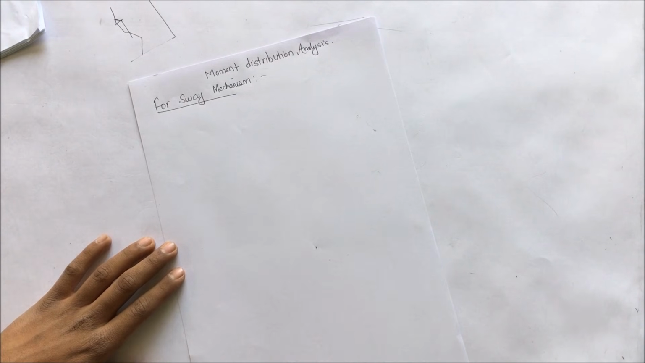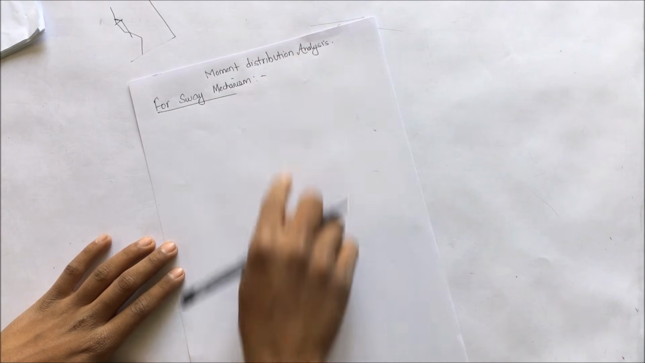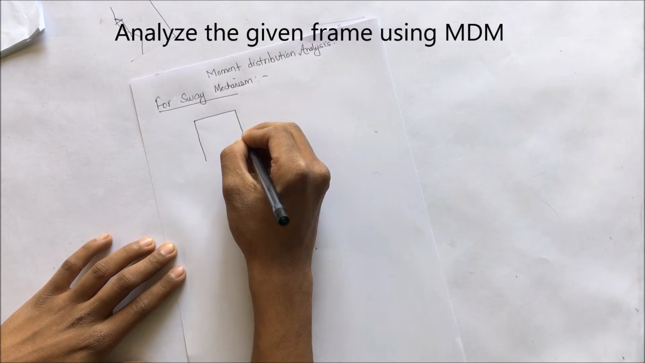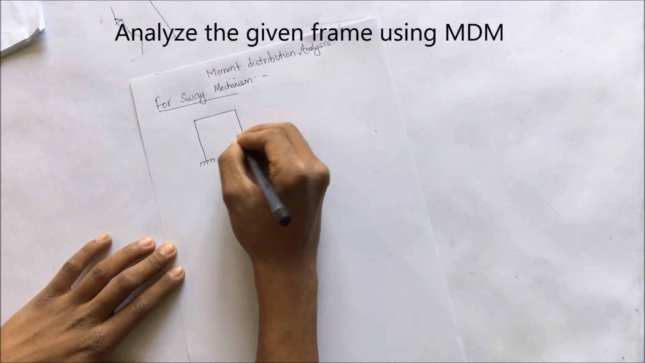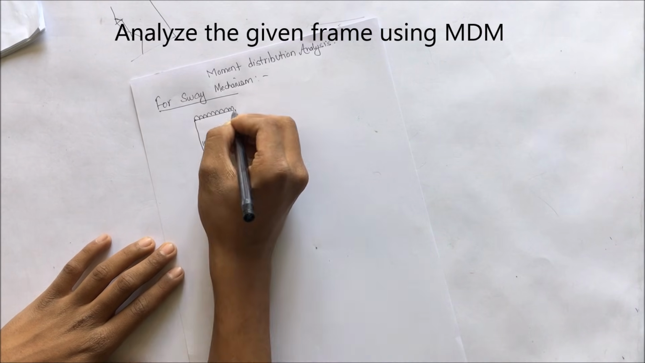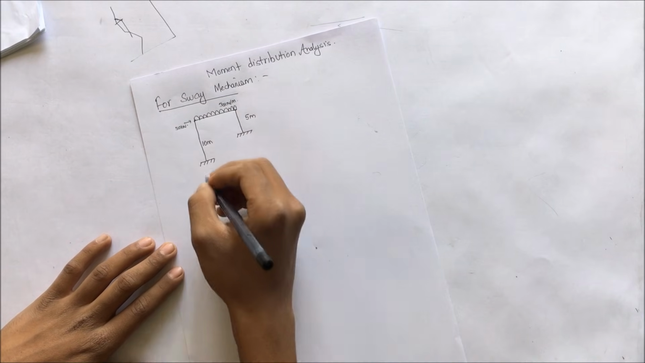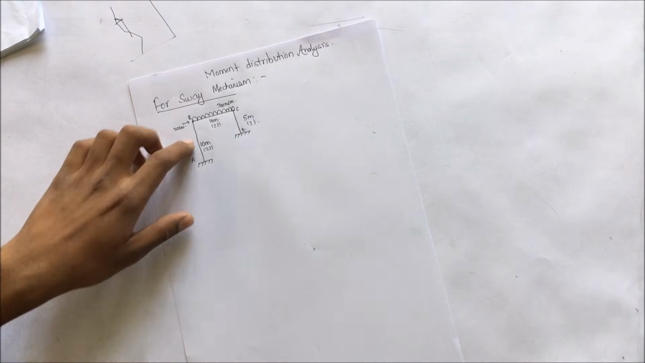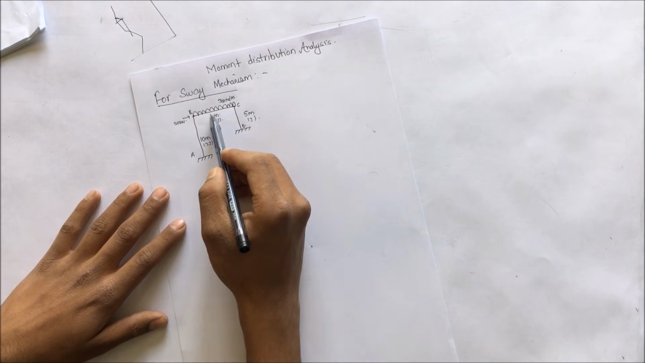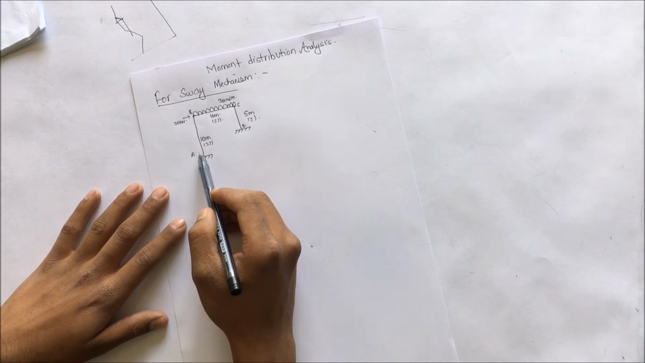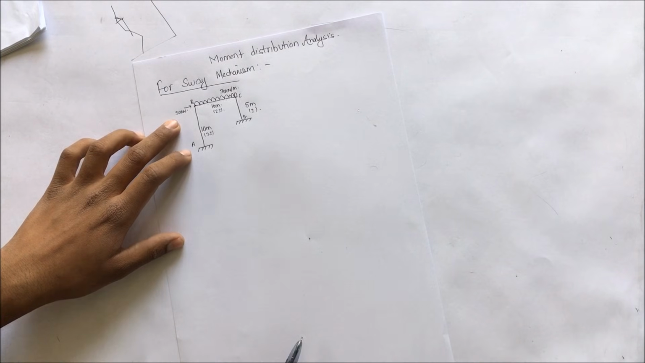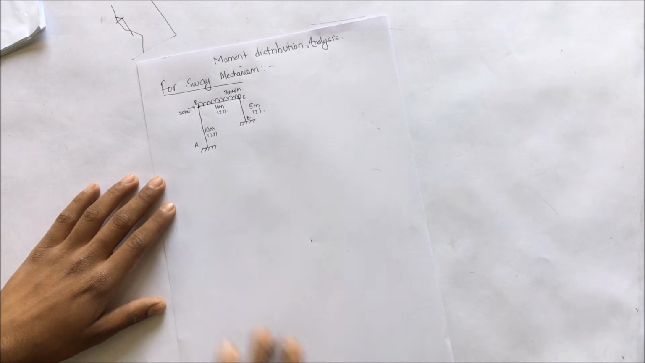So for sway mechanism using moment distribution analysis, let us take this type of frame ABCD, with loading UDL 30 kilonewton over here, 10 meter, 5 meter, and a load acting at this joint B, which gives the sway effect.